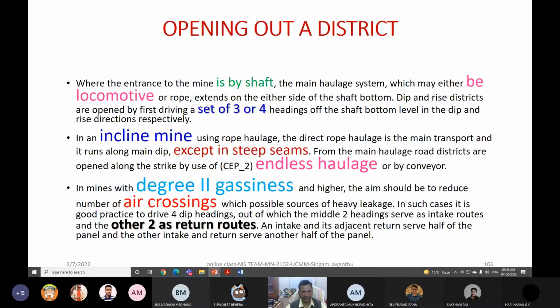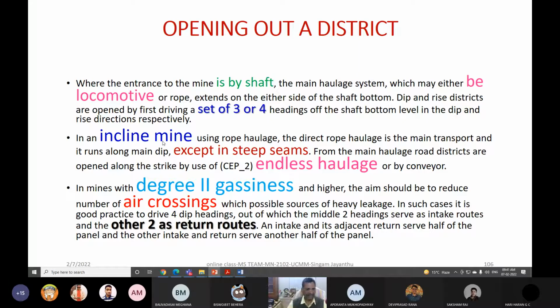And then here with a set of 3 or 4 headings of the shaft bottom level in the dip and the rise directions respectively. And here in the example what we have seen is from the main inclines. Now we can have in a different way your headings are the trunk roadways. We also call that as trunk roadways from the main inclines.